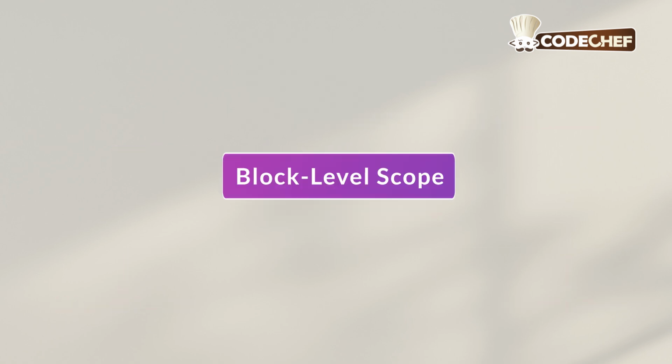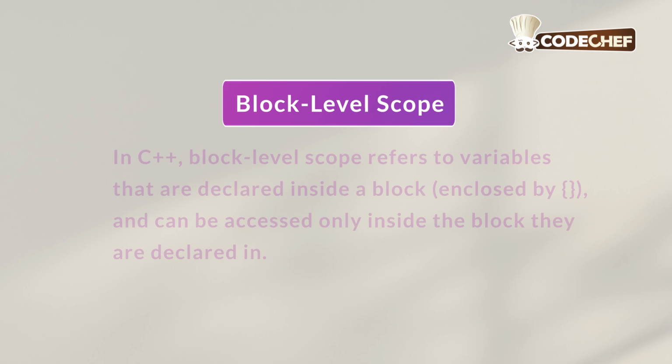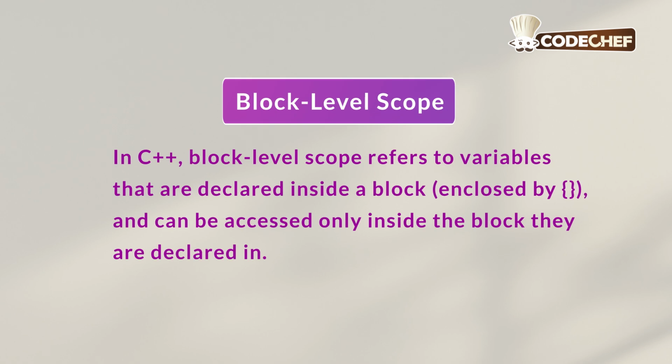Let's start with block level scope. A block in C++ is defined by curly braces. A variable declared inside a block, that means inside curly braces of a function, loop or conditional statement, has block level scope. This means that the variable can only be accessed inside that block. It is destroyed once the block ends and it cannot be used outside the block. Now let's go to the CodeChef platform and see an example of a variable whose scope is block level.